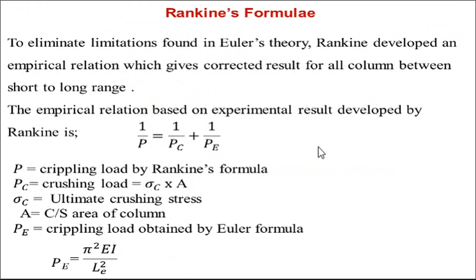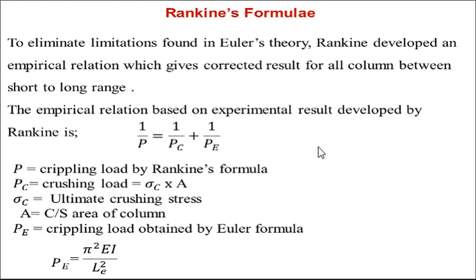So first of all, Rankine's formula. To eliminate the limitations found in Euler's theory, Rankine developed an empirical relation which gives corrected results for all columns between short to long column range. So here is one empirical relation which is given by Rankine.